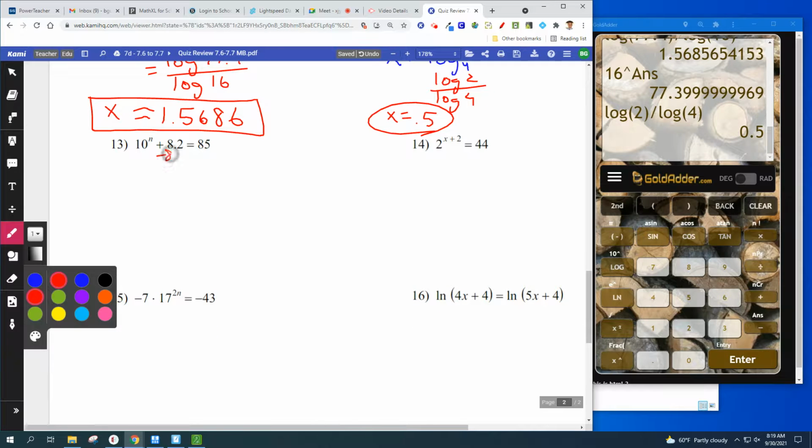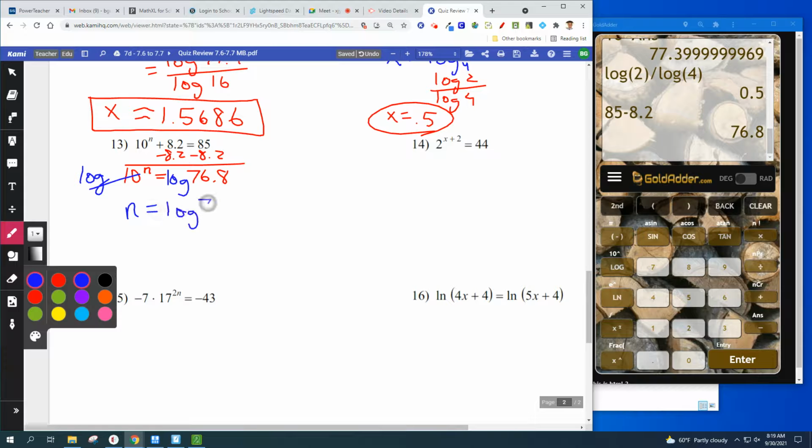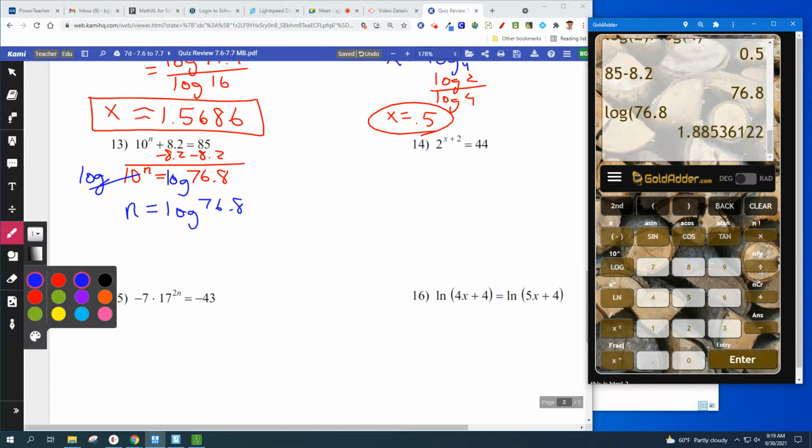Next, subtract 8.2. Yuck. 76.8. 10 to the n equals. You've got to do a log base 10, but that's just a log. So this one's a little bit easier. Log is log base 10. N is going to equal log 76.8. I don't need the change of base because I've got a log button. Log 76.8 is 1.8854.